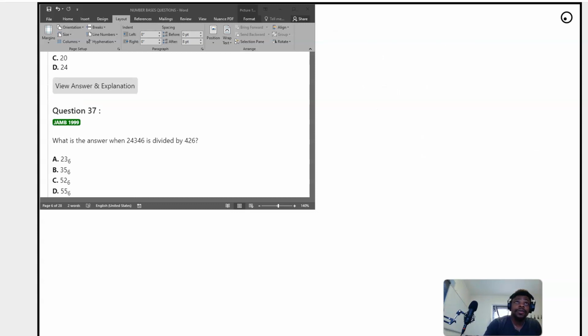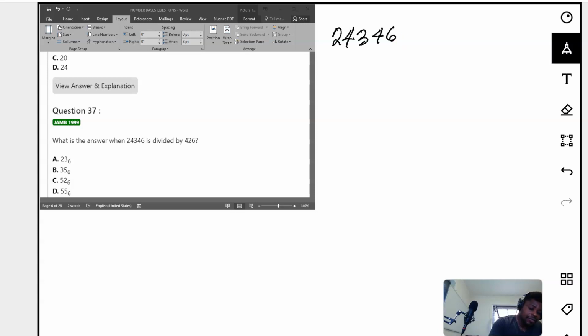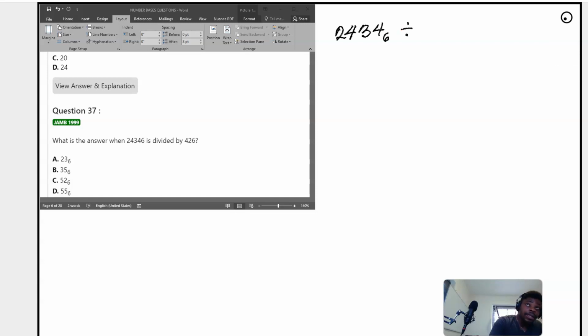Now the next question. What is the answer when 24346? I think that is wrong. It should be 2434 in base 6 divided by 42 in base 6. Yeah, crazy typo. So we want to see the answer in base 6. So let's convert this one to base 10, convert this one to base 10, divide and convert to base 6.